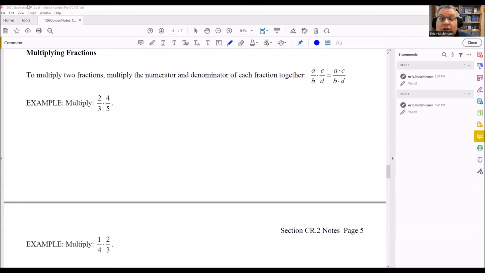Now, of course, as you're doing that, if there's anything that can be reduced, it's good to do cross reduction as you go. Now, this first example, we can't really do that here. Nothing you can cross reduce, it's already in lowest terms. So in this case, we're just going to multiply across the top and the bottom. So we end up with 2 times 4 on top and 3 times 5 on the bottom. So we get 8 over 15. Nothing else reduces there, and that would be your answer multiplying those fractions.